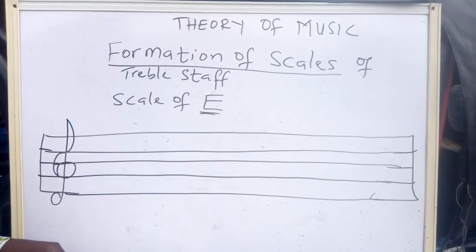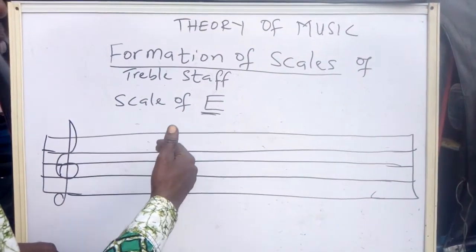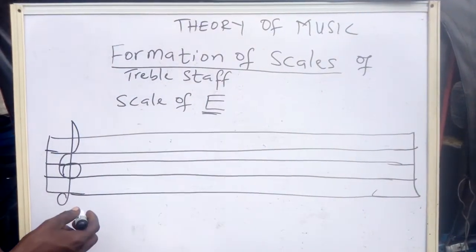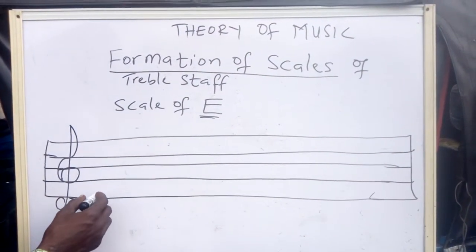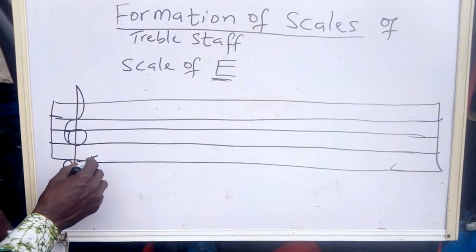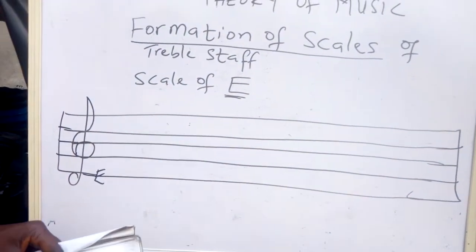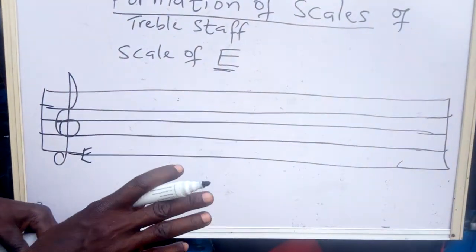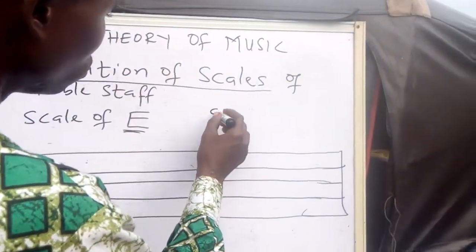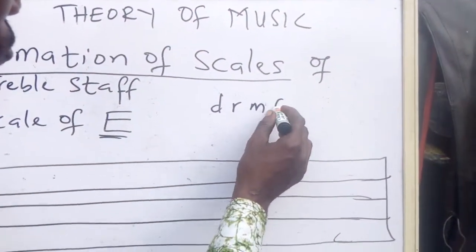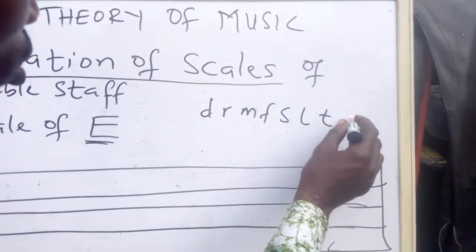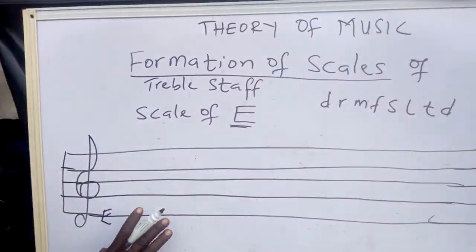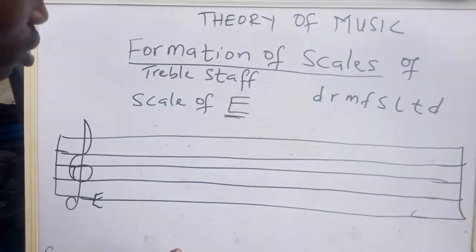By the grace of God, we have named the lines and spaces of the treble staff. Now, from the first line on the bottom, we have E here. How do we form the scale of E? In this lesson, we'll be using do, re, mi, fa, sol, la, ti, do. These are the solfa notations, and you are going to use them to form the scales.